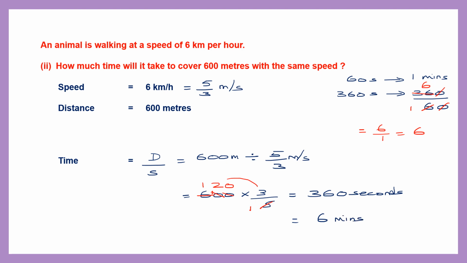So what have we found here now? We have found the time taken to cover 600 meters. The animal is walking, remember? So the animal will take 6 minutes to cover a distance of 600 meters. So this is our final answer, 6 minutes.